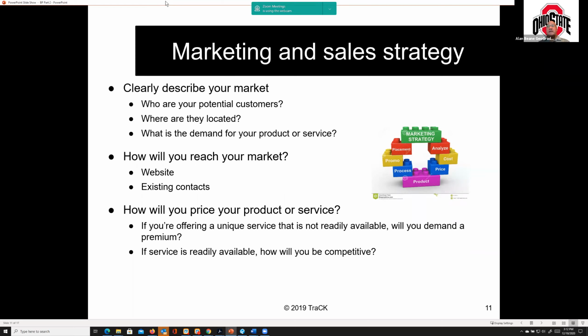And then also on the other side, if you get too busy, you might reach out to people to provide them opportunities as well. You might be on the other end of it as well. So how will you price your product or service? If you're in the position where you've got a niche, or you may be one of two, or maybe the only one, will you be able to demand a premium for your service?